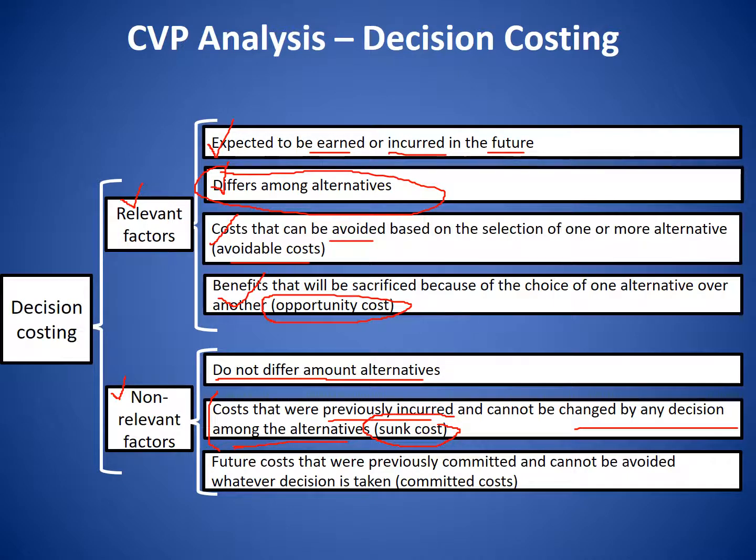Also, if we have future costs that were previously committed, they cannot be avoided whenever the decision is taken. So these are called committed costs.